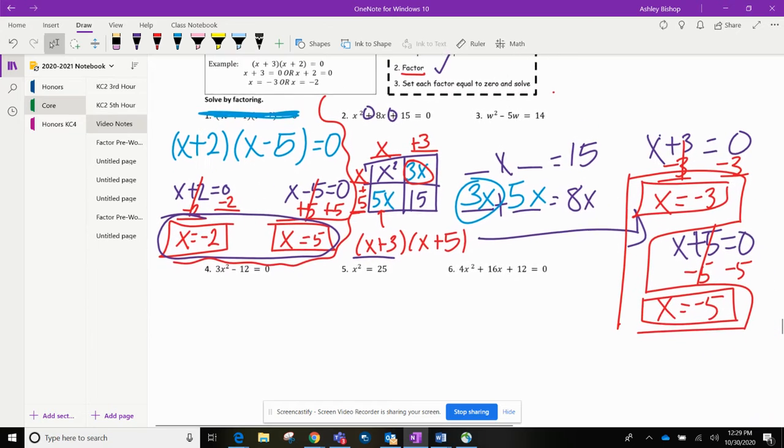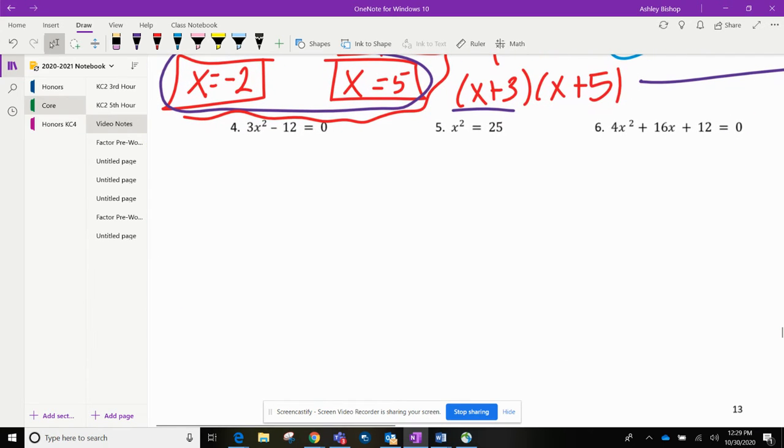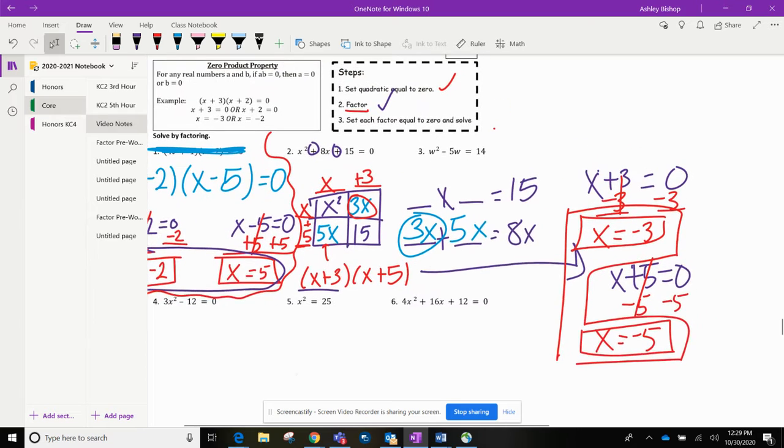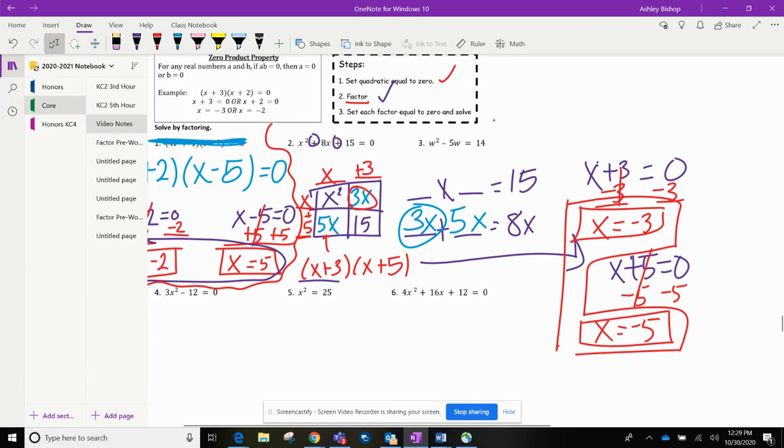Alrighty, let's do this problem down here. We're going to skip problem 3. Actually, we're going to just do problem 5. If you can do 5, you can do 4. I want to show you problem 5. Let's look at our 3 steps. So problem 5 says x squared equals 25. We're skipping 3 and 4. And look at your steps.